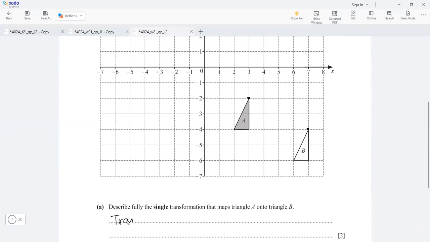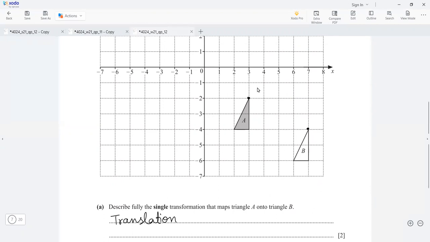The other hint I told in the previous video is that it is having 2 marks. When it is having 2 marks, it's obvious from the mark scheme, the number of marks given here. If it is 2, it is related to translation, or we can say reflection. If it is having 3 marks, then it will be a rotation, or you can say enlargement.